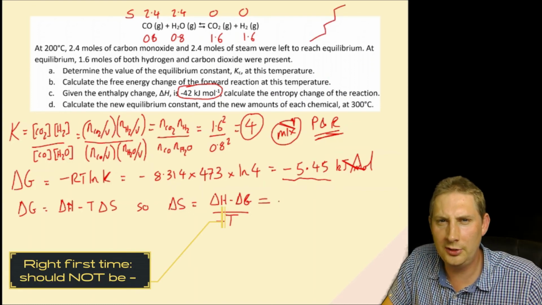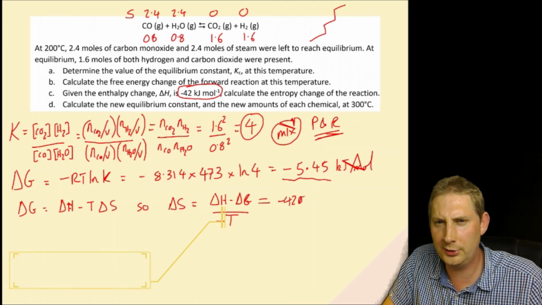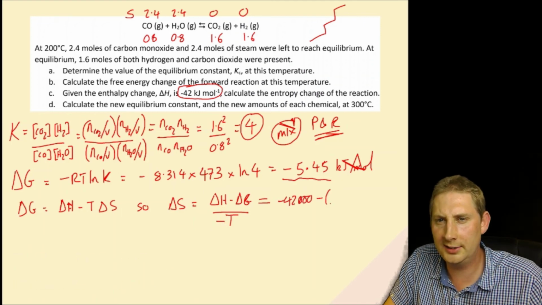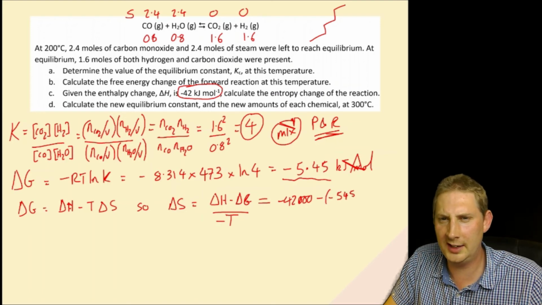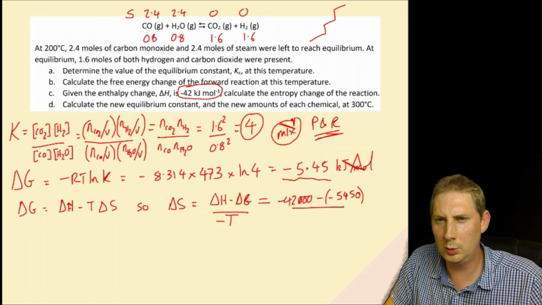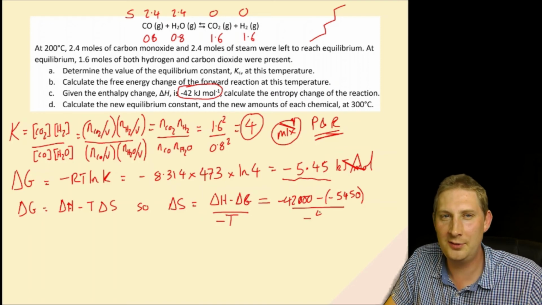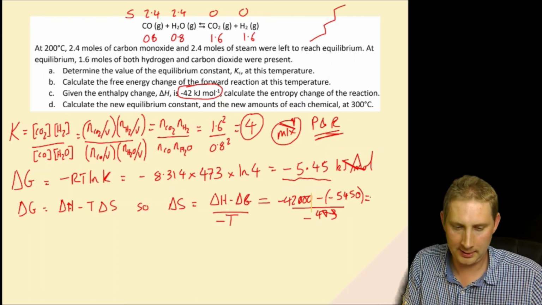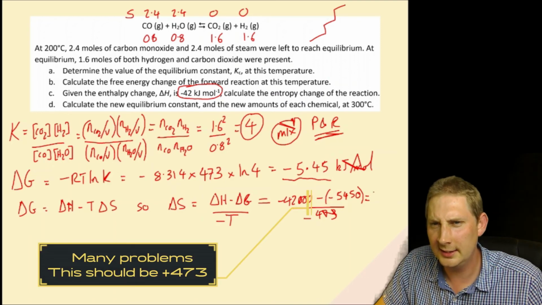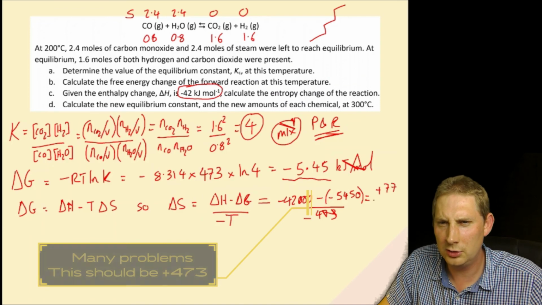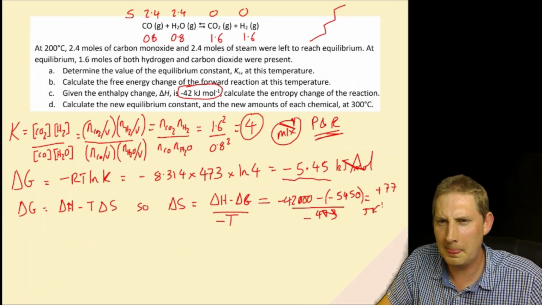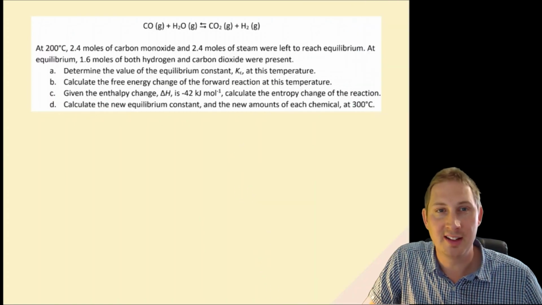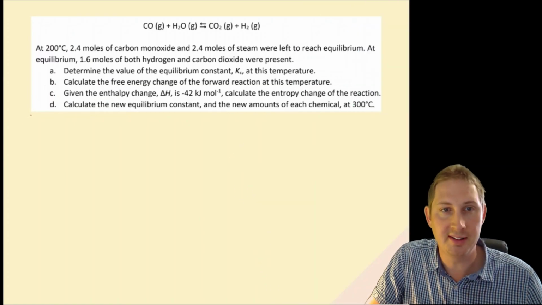And that equals minus 42,000 minus 5,450, all divided by minus 473. Lots of options for problems here. So plus 77 joules per Kelvin per mole. So now that I've corrected that problem, I can keep going with the rest of the question.